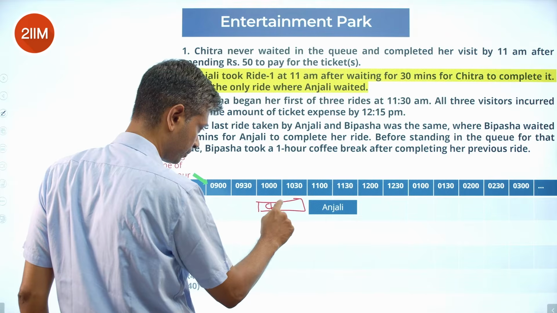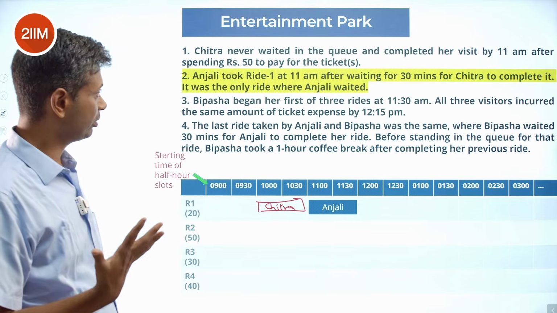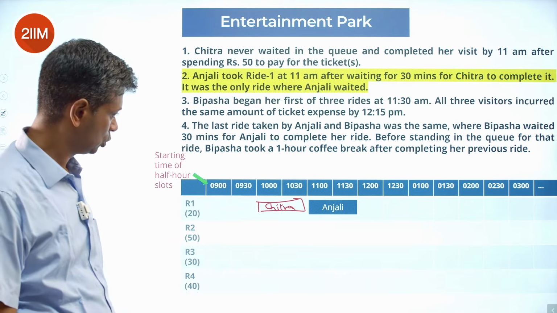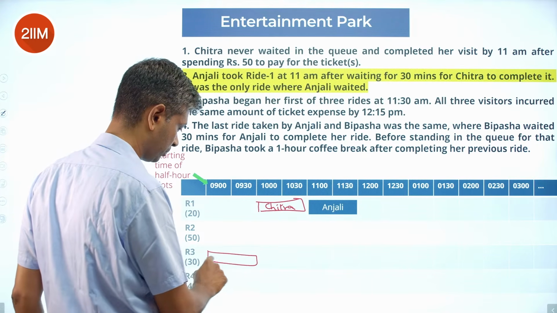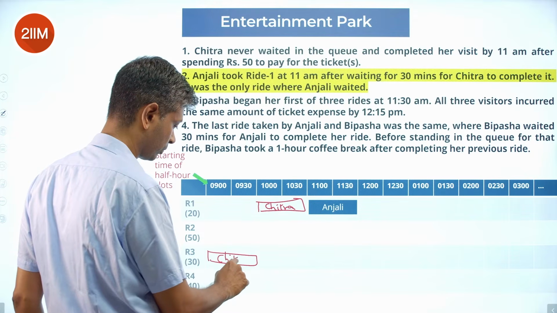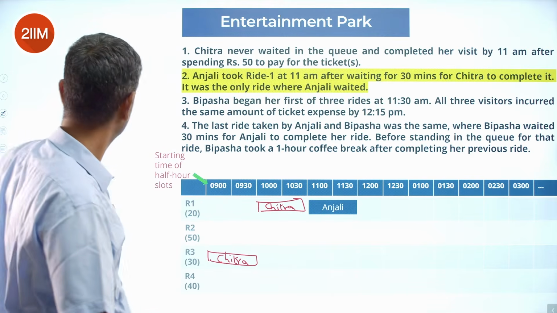This is Chitra. And Chitra spends 50 rupees and leaves by 11. So 9 to 10 she should have done. This is Chitra. After that, Chitra is out. Right.